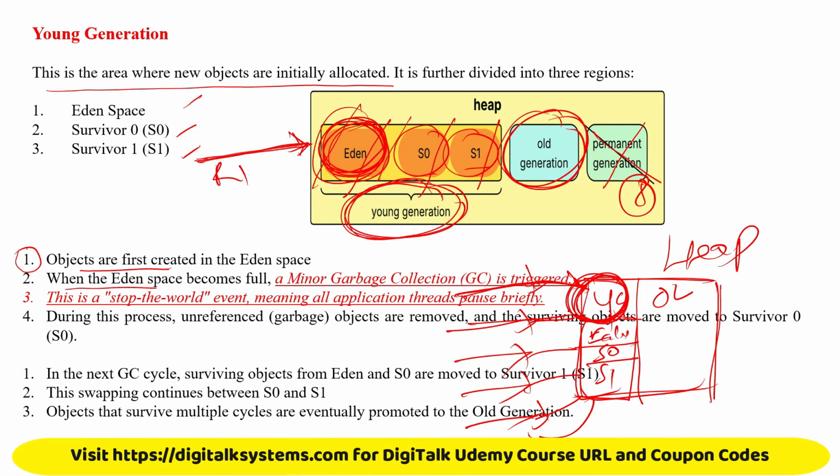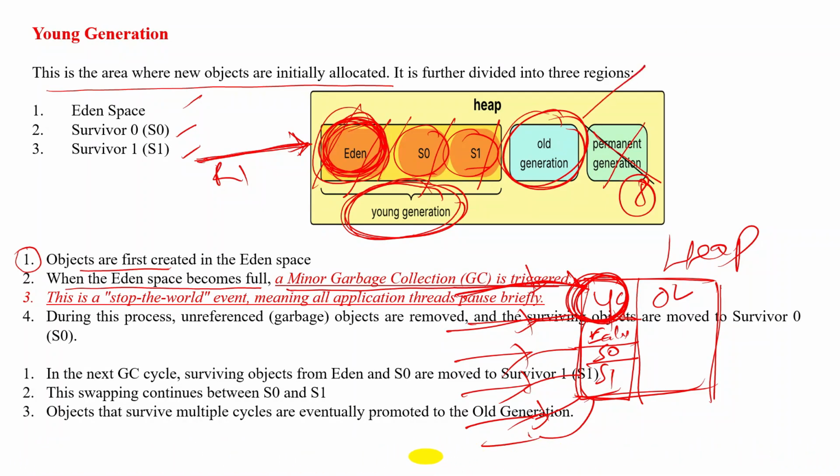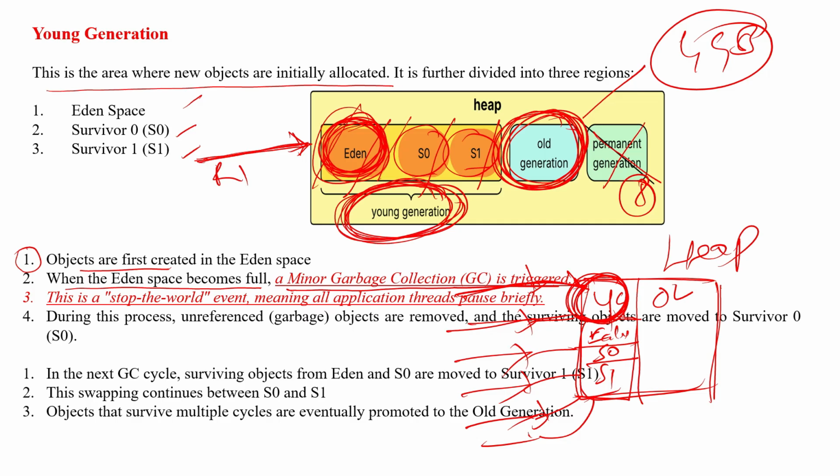Now, when the Eden space becomes full, a minor garbage collection is triggered. Suppose there is a specific size, right? My heap size is 4 GB. Out of 4 GB, some size is internally allocated for the old generation and some for the young generation. And whatever size is there in the young generation is allocated to the three parts, right? So it will get full after some time because all the new requests first connect here, right? So when this Eden space is full, what happens? A minor garbage collection is triggered.